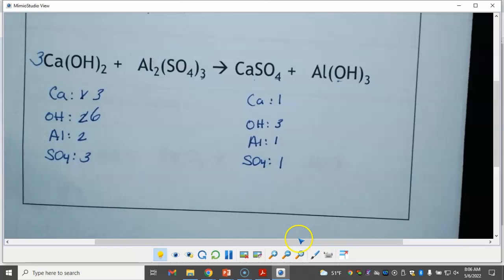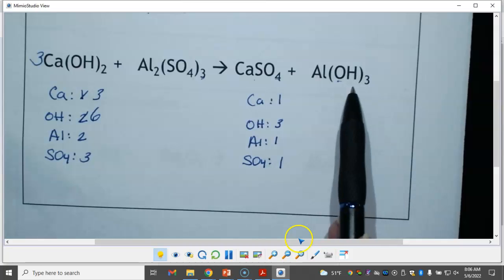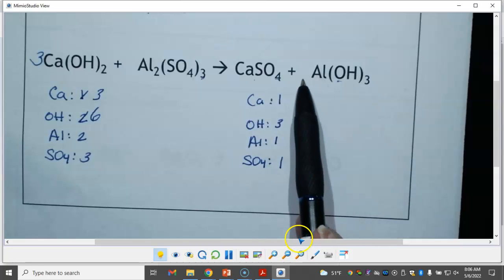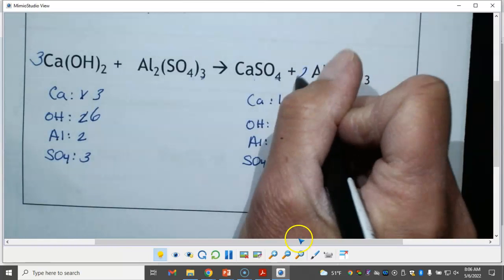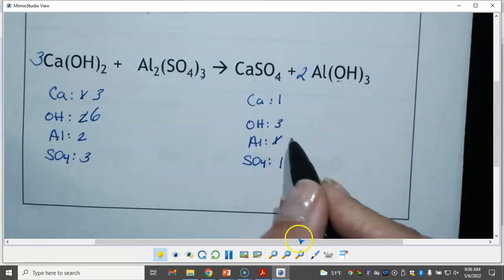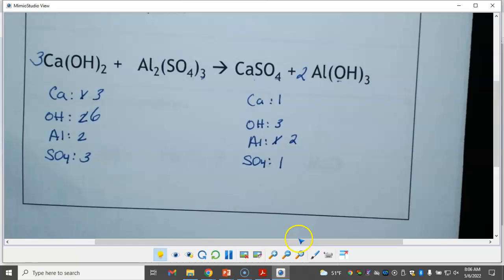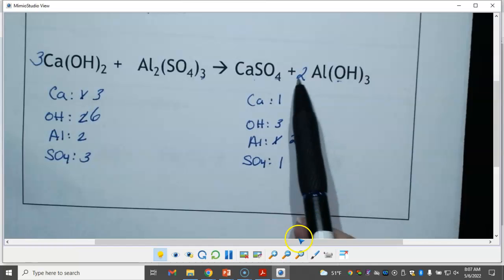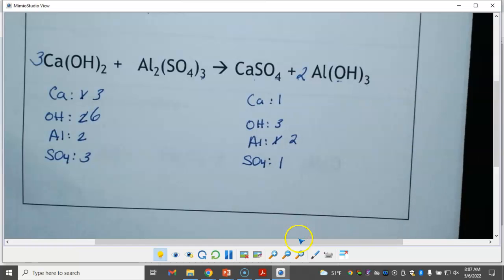Where to next? So aluminum hydroxide on this side. What do you want to put right here? Put 2 here. That's going to give me 2 aluminum. That is going to give me 2 times 3. That's going to give me 6 hydroxide.